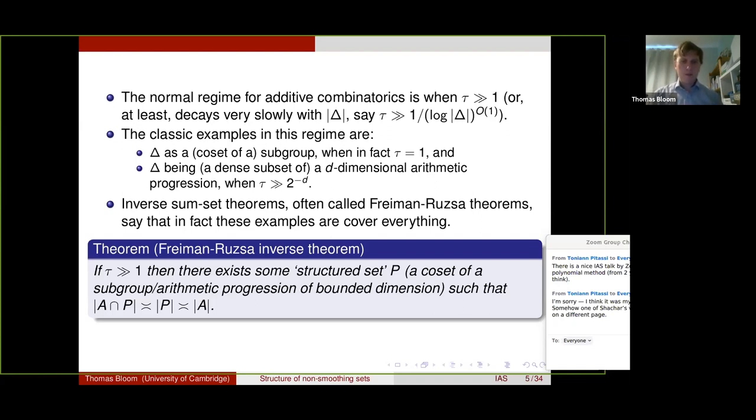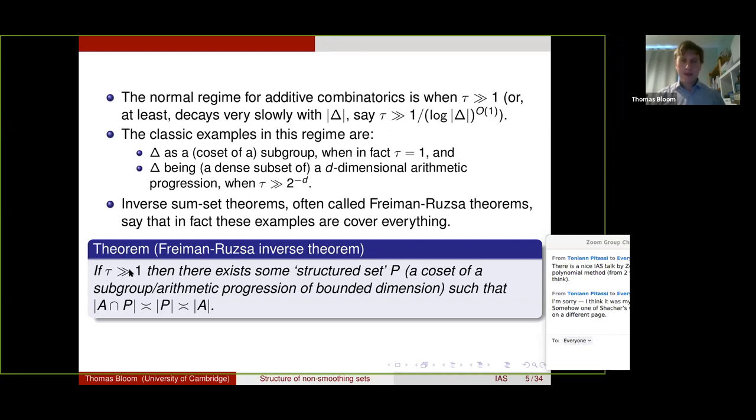So this is a very loose way of stating it, but roughly the Freiman-Ruzsa inverse theorem says that if tau is greater than one, then there exists some structured set P. Speaking very vaguely here, P is a coset of a subgroup or an arithmetic progression of bounded dimension, such that P has roughly the same size as A, and a large part of A is a subset of P. So that explains why A has large additive energy. The only reason, from this Freiman-Ruzsa theorem, is that A has large intersection with a structured piece, which is either a subgroup or an arithmetic progression.